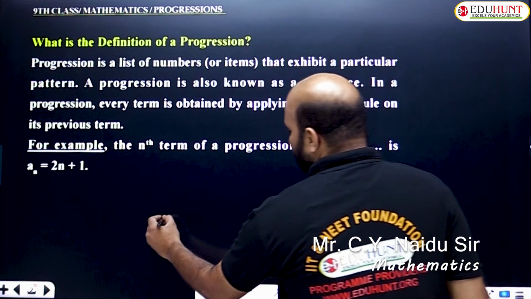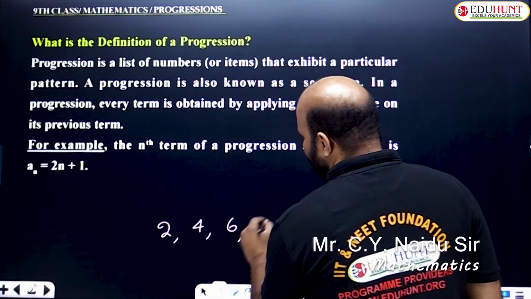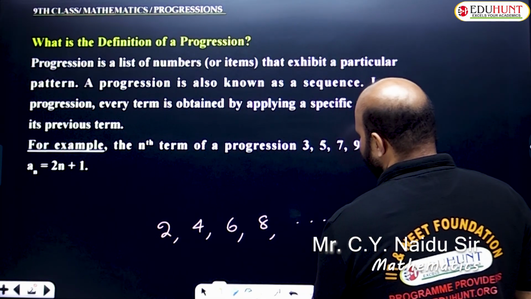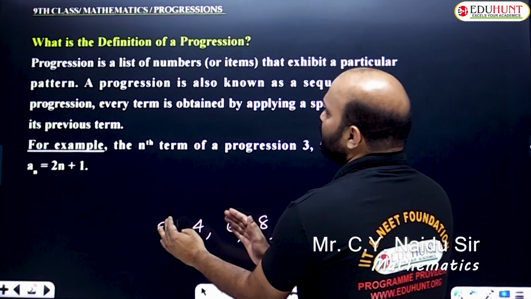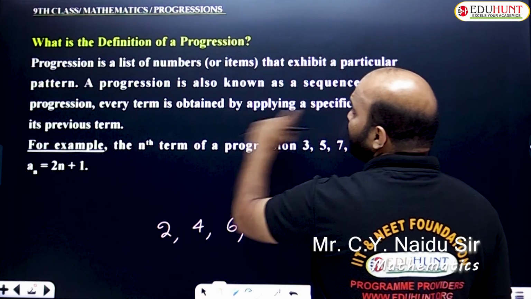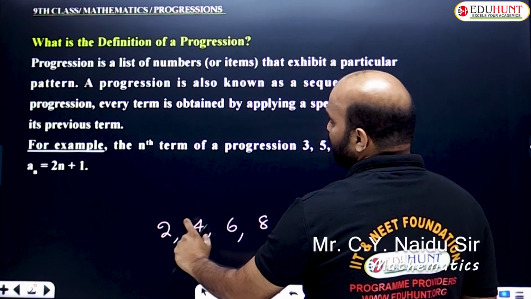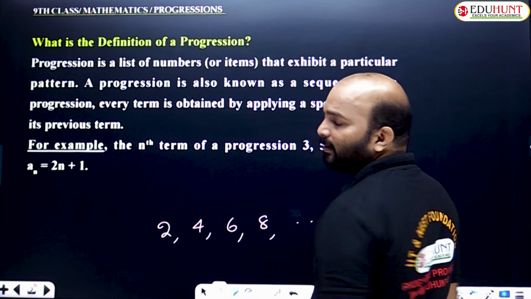For example, 2, 4, 6, 8 and so on. So clearly we need to understand a progression is a list of numbers or items. Each position is called an item. The numbers exhibit a particular pattern, so you should maintain some particular pattern, nothing but some common difference.